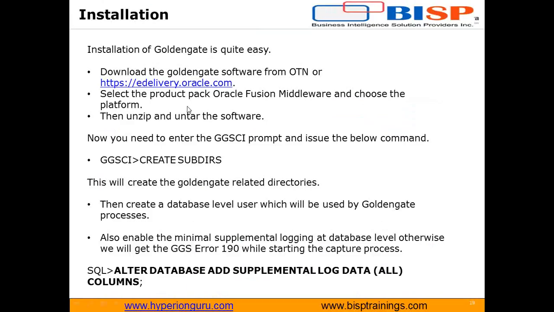So installation of Goldengate is quite easy. Download the Goldengate software from OTN or edelivery.oracle.com. Select the product pack as Oracle Fusion Middleware and choose the platform. Unzip and untar the software. Now enter the ggSCI prompt and issue the command create sub-dirs. This will create the Goldengate related directories.